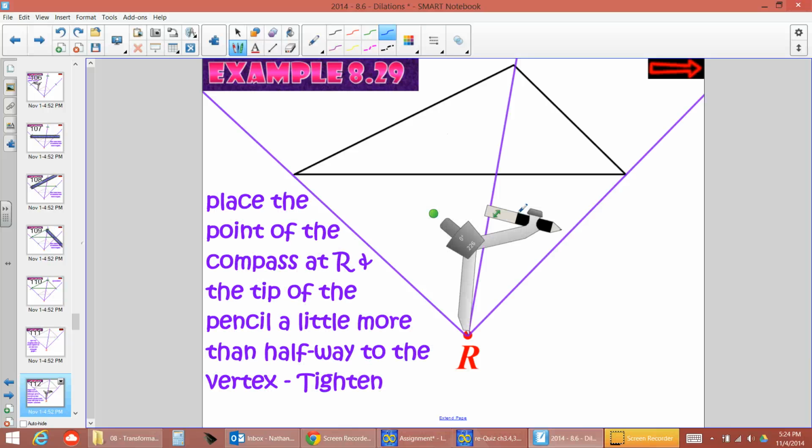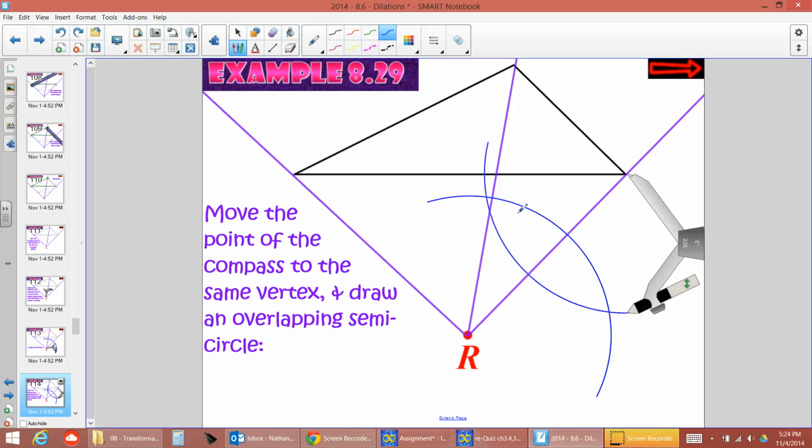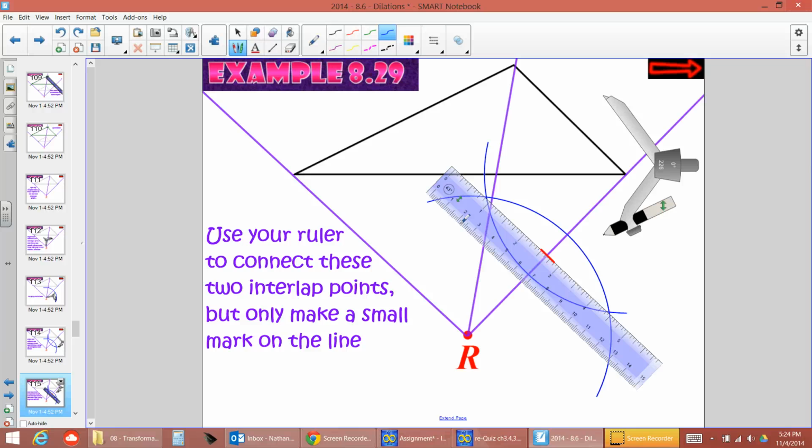I believe you guys used to call this the archy thing, the half circle thing. Remember how we would do a pointy thing here, draw an arc, pointy thing here, draw an arc, and then we'd get this little eye shape. That was from the beginning of the year. When you get that little eye shape, you connect those two endpoints, and you make a little mark right here. This little mark is halfway between the two endpoints, R and the endpoint of the triangle.